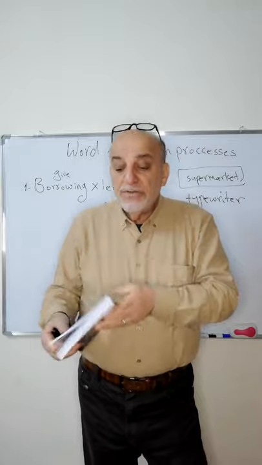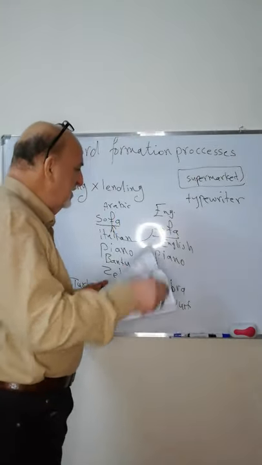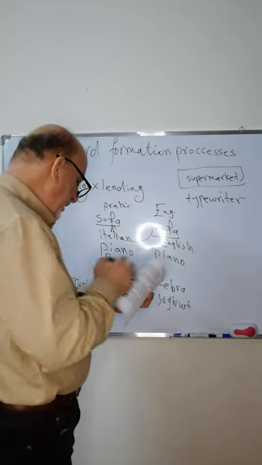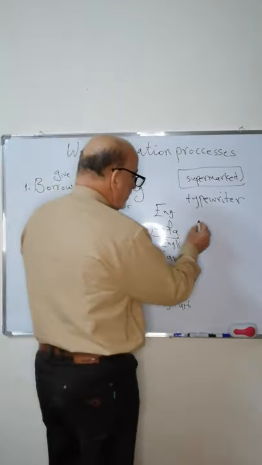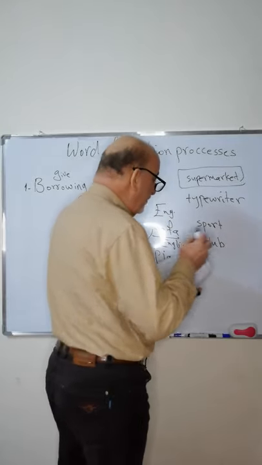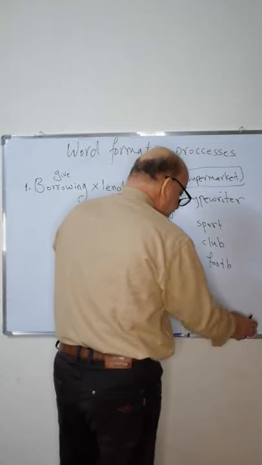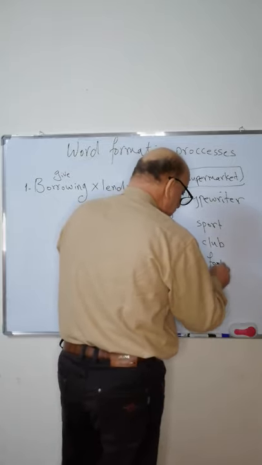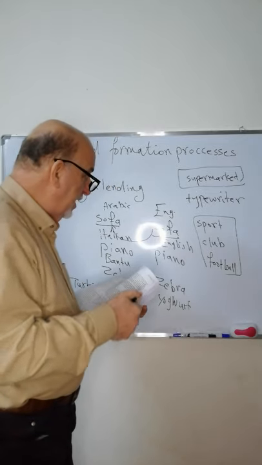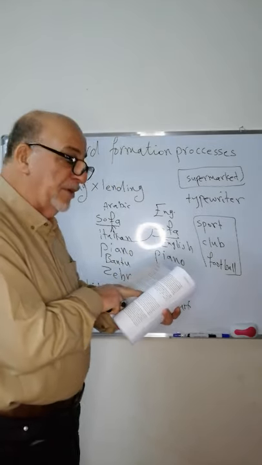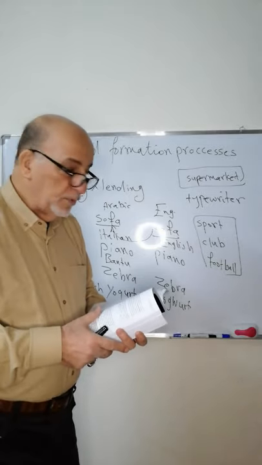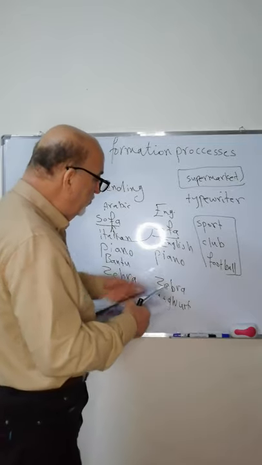In addition to these words, we find other words that English lent to other languages. The word sport, for example, sport, club. Also, for example, the word football. Now, these words, English lent them to which language? To Hungarian, the language used in Hungary. Right. You can find more examples, of course.